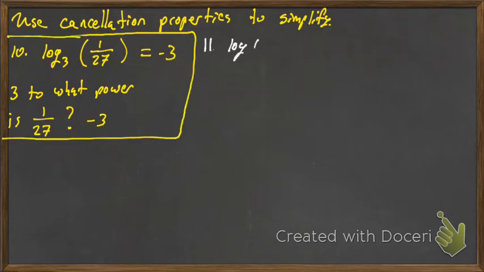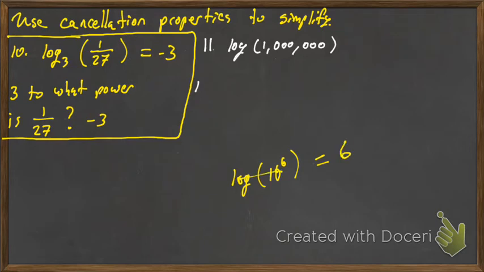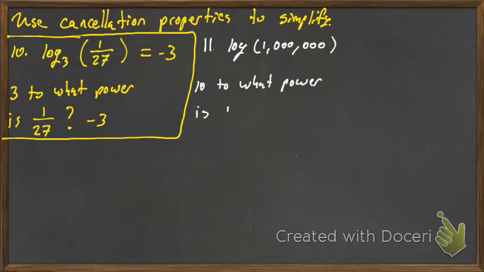Okay, what about log of 1 million? So remember, log is base 10, and 1 million would be 10 raised to the 6th power. And so log and base 10 are going to absorb, and we're left with 6. So that's one way of thinking about it. Another way, it's very similar. This says 10 to what exponent, or what power, is 1 million, and that's 10 to the 6th power.